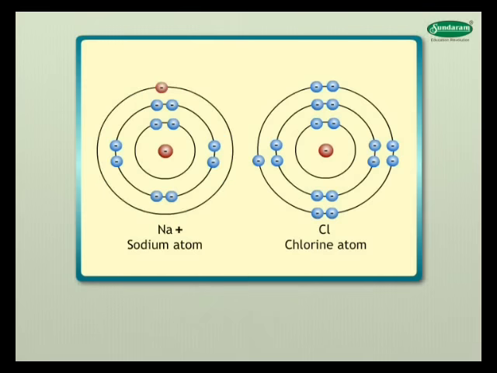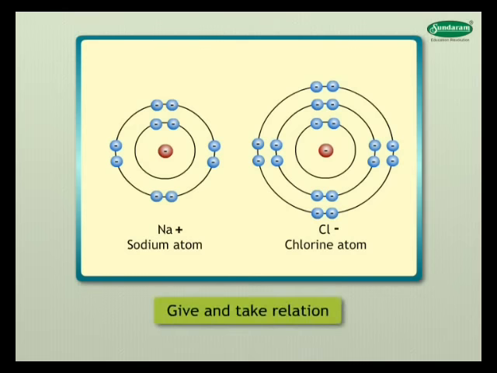On the other hand, chlorine has 7 electrons in its outermost shell and requires one more electron to complete its octet. Thus, the electron lost by sodium is taken up by chlorine. After gaining one electron, its K, L and M shells have altogether 18 electrons, but the nucleus still has 17 protons. This leads to the formation of chloride anion Cl-. Both these elements have a give and take relation between them.